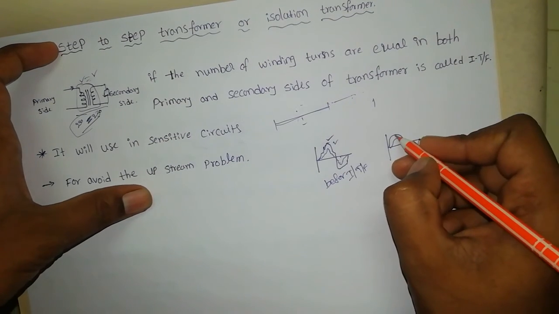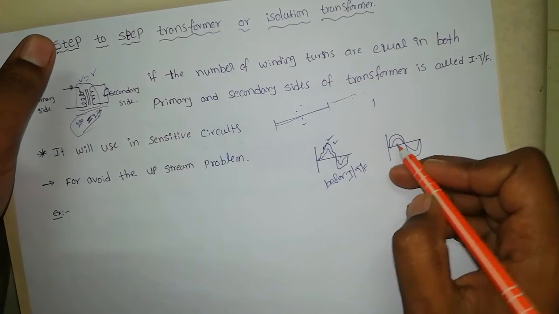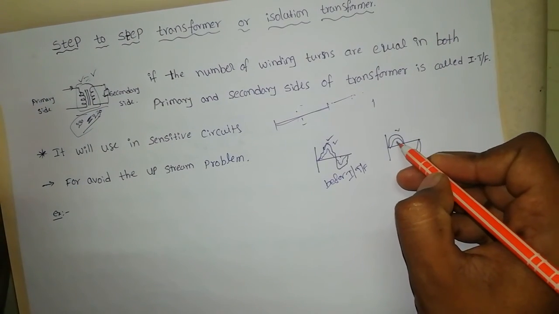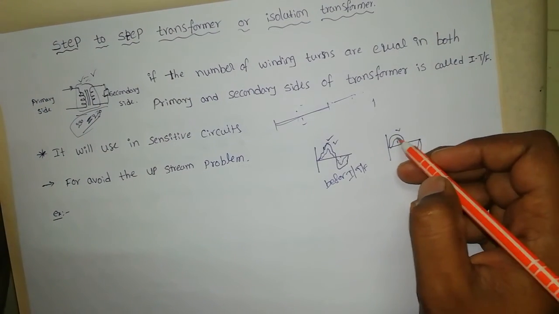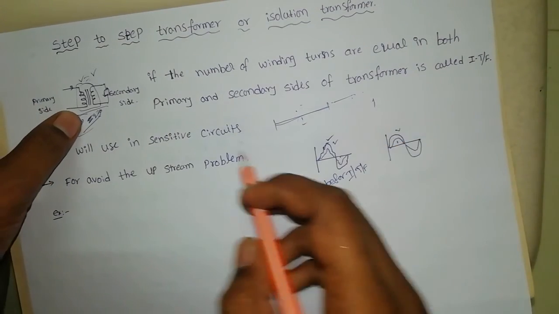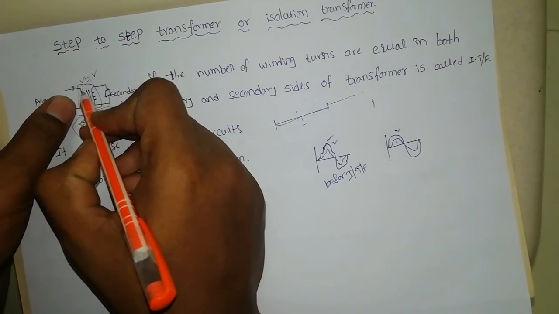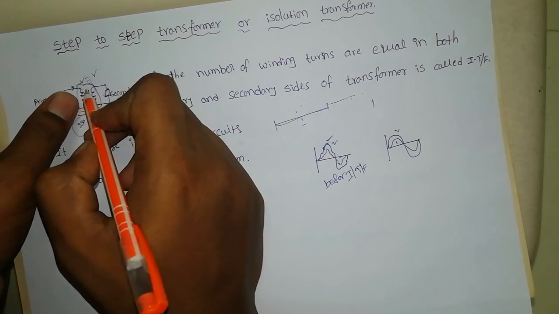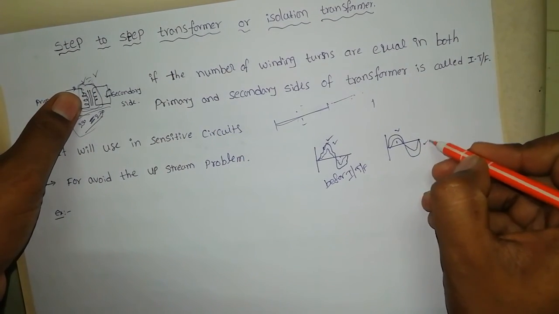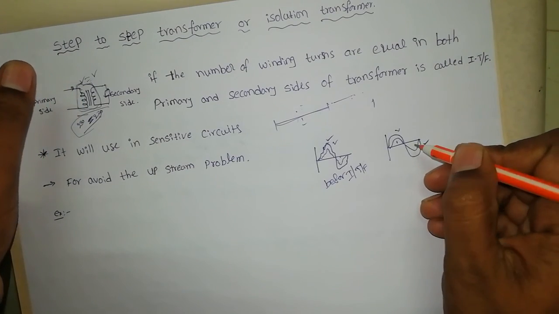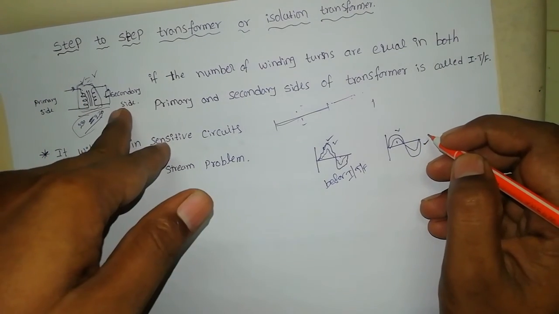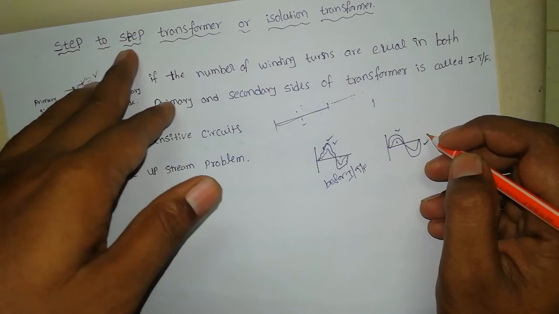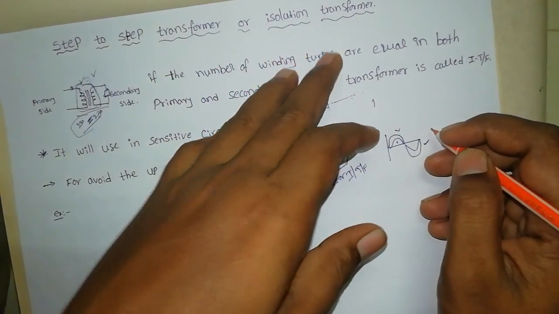So it will be effective. In these voltage or current curves, there are no ripple factors, and the ripple factors on the primary side will be avoided here like this. Good quality power will be obtained on the secondary side. That's why we are using a step to step transformer or isolation transformer. Thank you.